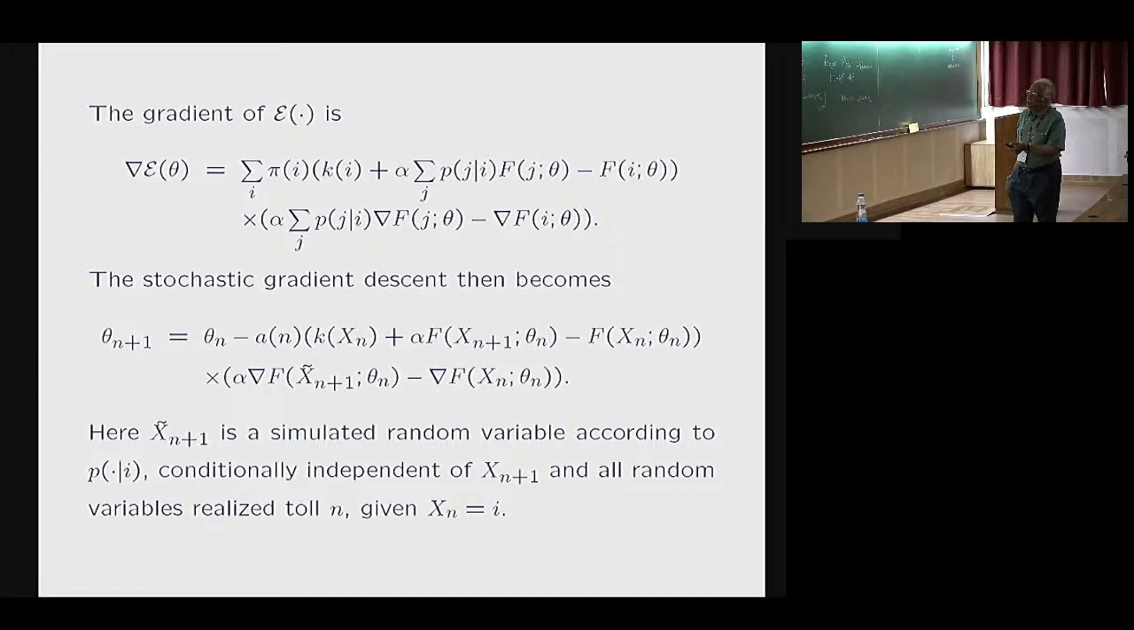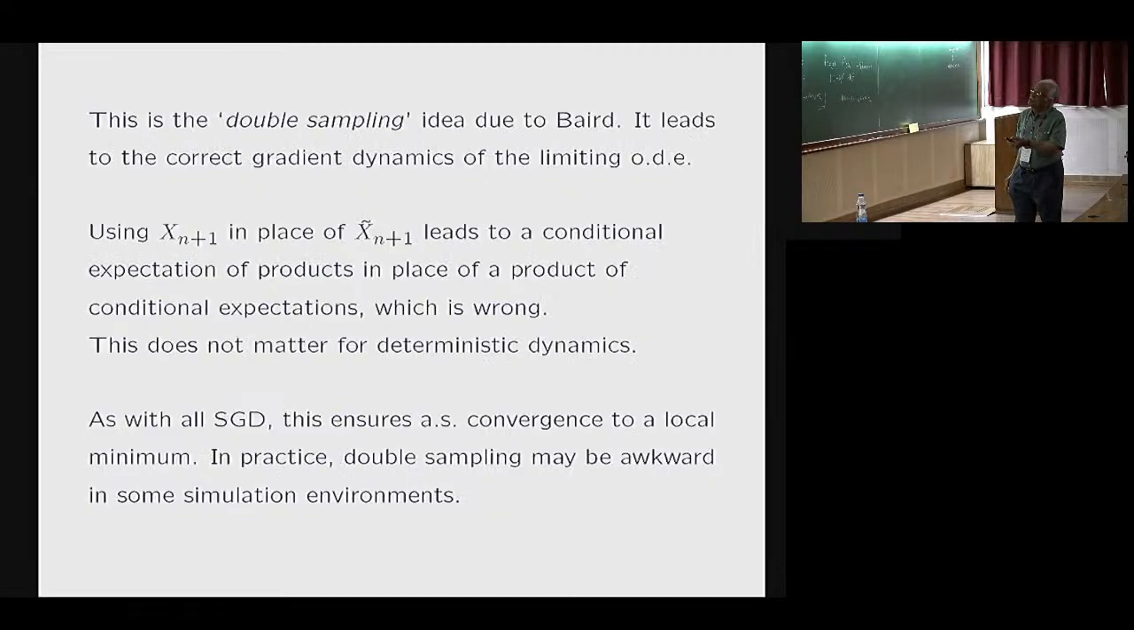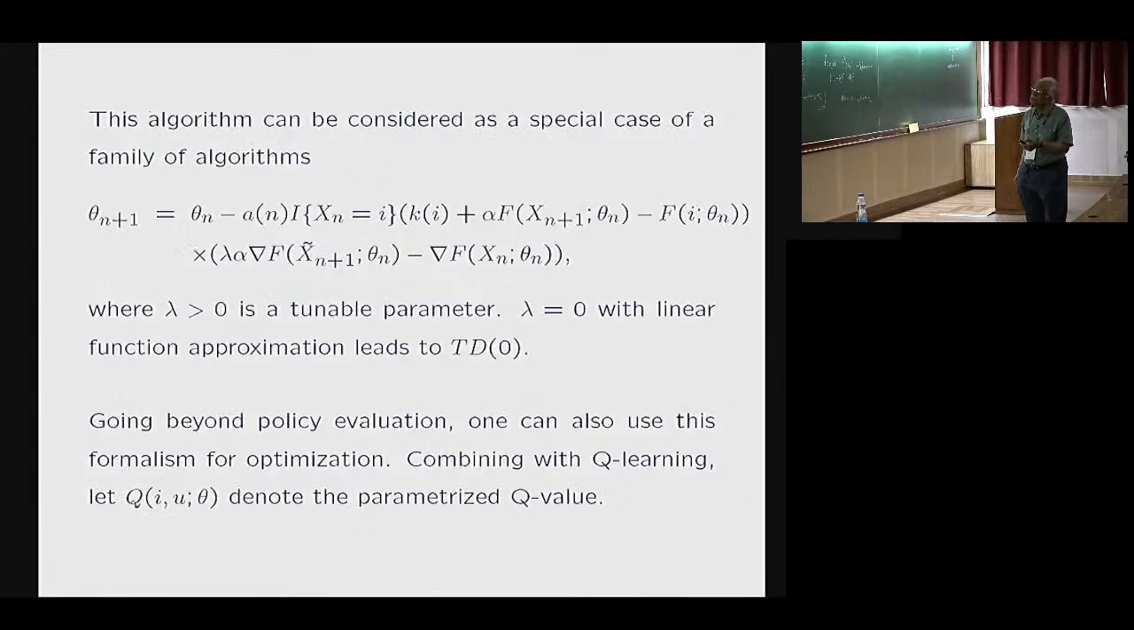This was proposed by a man called Baird long back, and he plugged in the original thing and simulated another random variable with the same transition probability. This kind of brute force is called the double sampling idea. So you replace the product of conditional expectations by the conditional expectation of a product. This will in principle work, but it's somewhat clumsy.